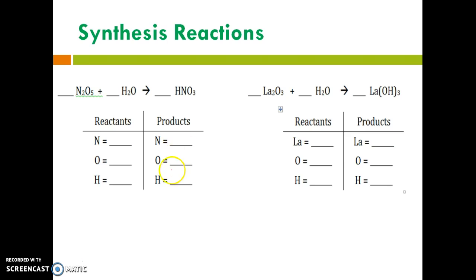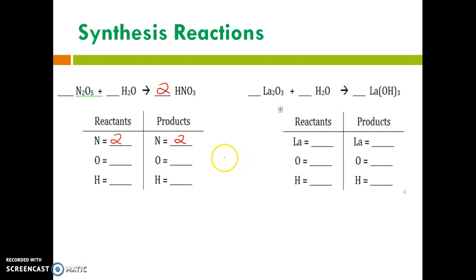So let's try and balance these. I always do the oxygens and hydrogens last. So if we look at the nitrogens on the reactant side, there are 2. So I'm going to put a 2 here, and there is only 1 on the product side. So immediately I'm going to put a 2 here, and that balances those.